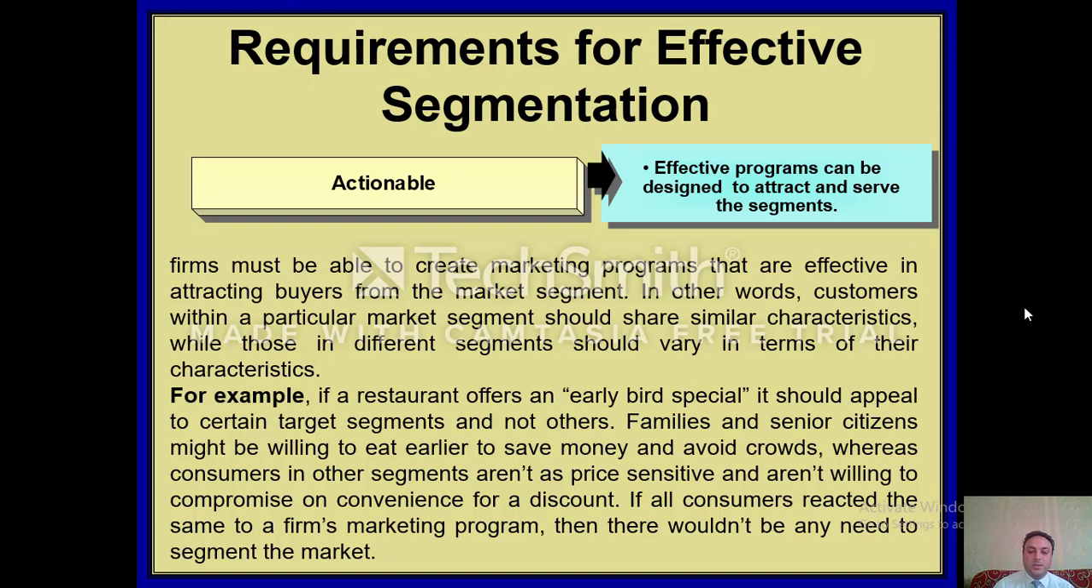Early bird specials are for early birds, the people who wake up early in the morning, at 5 or 6 o'clock, and go out and have breakfast before work. So this makes some offers for these people. Also, families and senior citizens, older people, might be willing to eat earlier to save money and to avoid crowds, whereas consumers in other segments aren't as price sensitive. They don't care about price, and they aren't willing to compromise on convenience for a discount. So, if all consumers reacted the same to a firm's marketing program, then there wouldn't be any need to segment the market.